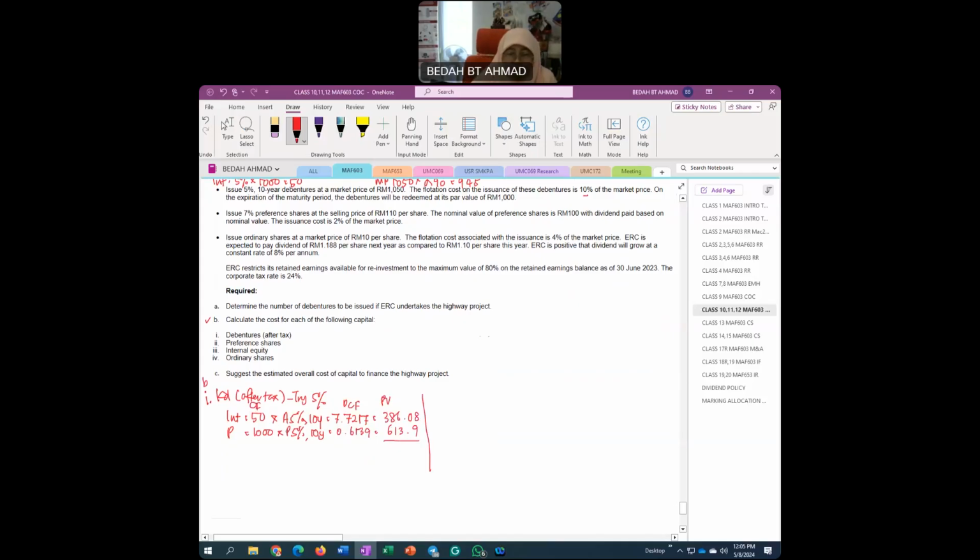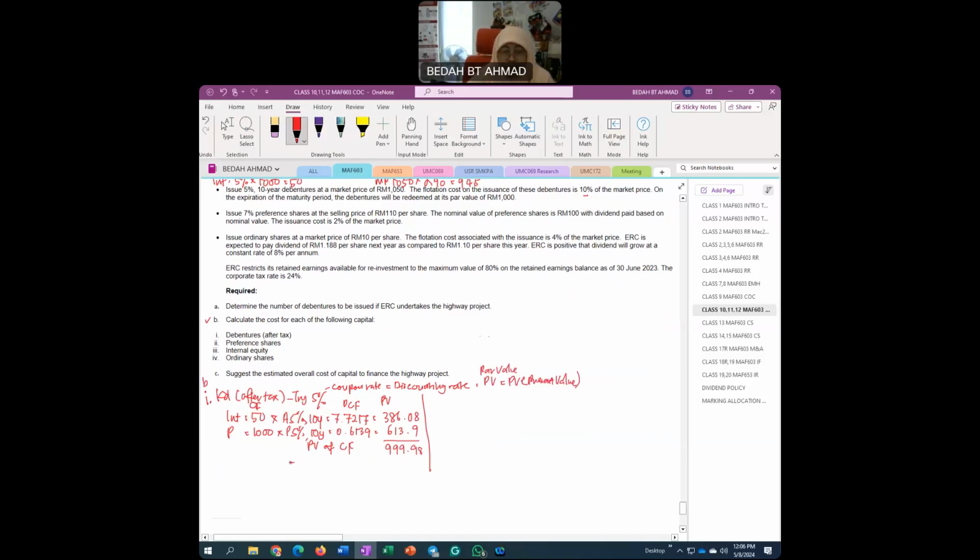Okay, so this will be the subtotal, which we call the present value of cash flow. The 386.08 plus 613.9 is almost the par value, because you are using the coupon rate, or interest rate. So when the coupon rate equals the discounting rate, the par value and present value are similar. Par value equals the present value, almost 1,000. The difference is due to the decimals.